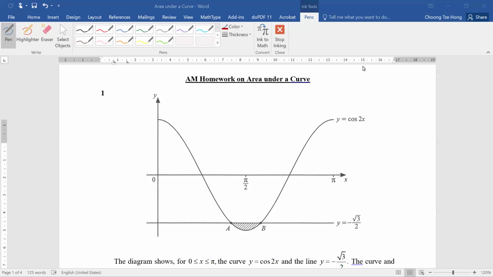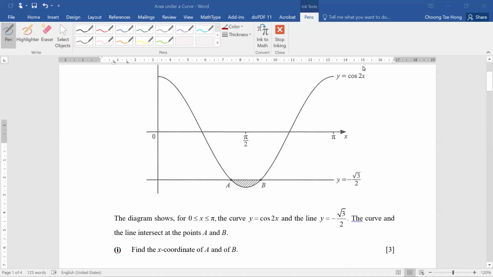The diagram shows, for x greater than or equal to 0, less than or equal to pi, the curve y equals cosine 2x, and the line y equals negative square root 3 over 2. The curve and the line intersect at the points A and B. For part 1, they want us to find the x coordinate of A and of B.